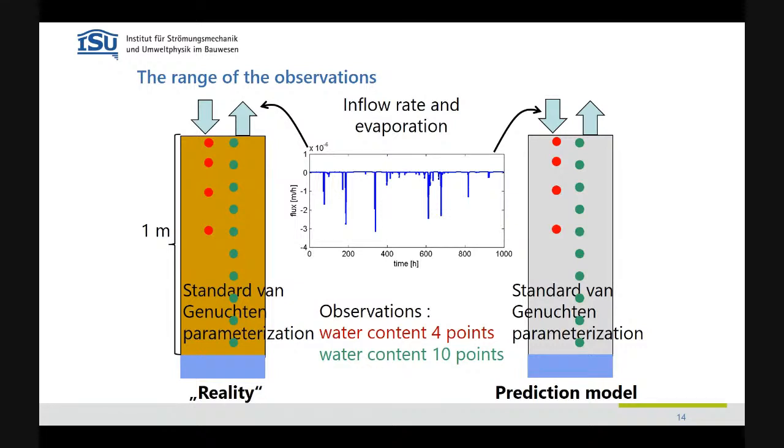So I put up a model, a column, a soil, and I have an ideal model now. So I have a parameterization that is a standard one. I have boundary conditions. So I have a groundwater table at the bottom. I have flux of water in and out over the top. And then I assume I have a typical sensor setting. So I have 4 devices in the upper part of this column. And then I compare that to a situation where I have 10 devices which cover the full range from the groundwater table to the top.